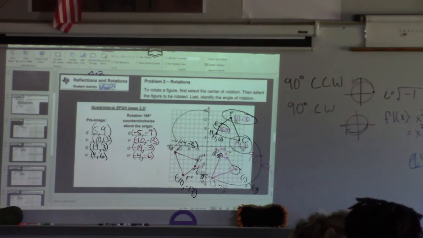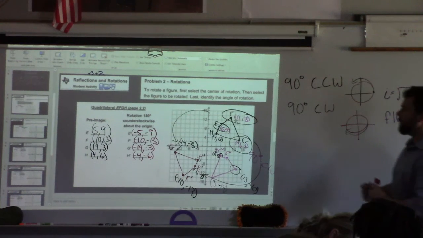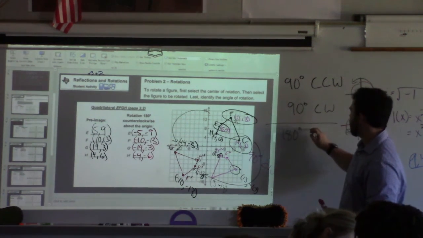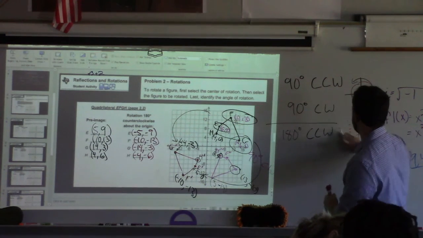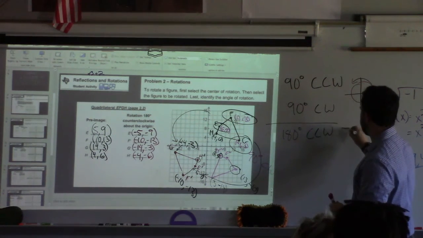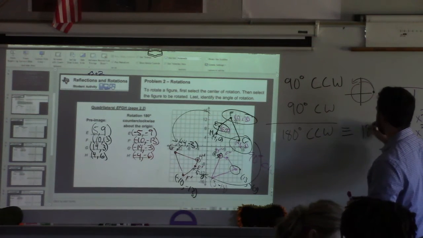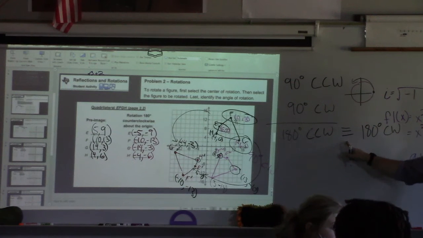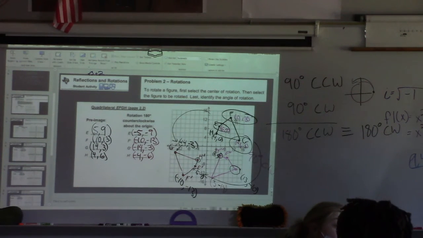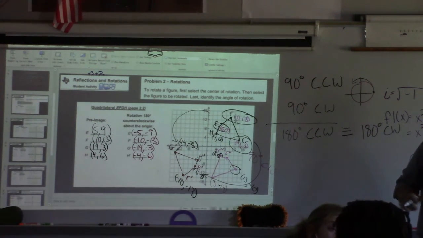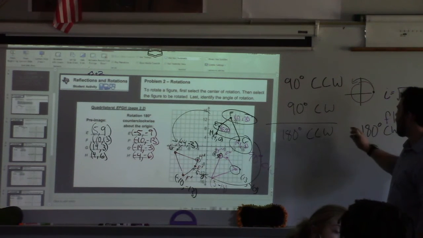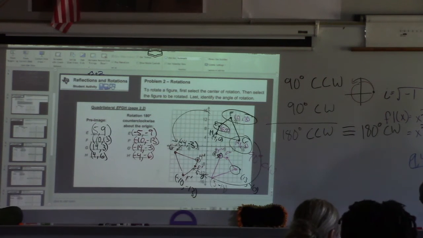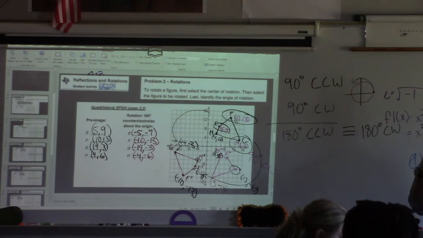Alright. So notes that we want to make here. 180 degrees counterclockwise is what to 180 degrees clockwise? Congruent, equal. Not equal. What is that? Equivalent. Okay? When it is 3 lines, it's not equal to, it's not congruent. That is equivalent, meaning it's different, but it's still the same.